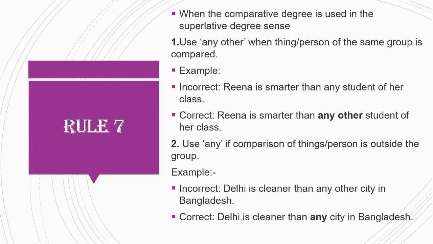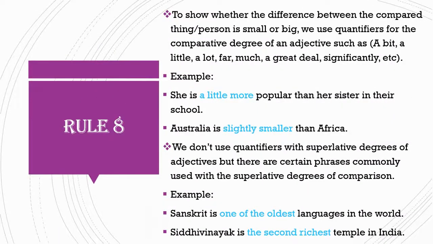Rule number 8: to show whether the difference between the compared things or persons is small or big, we use quantifiers for the comparative degree of an adjective, such as a bit, a little, a lot, far, much, a great deal, significantly, etc. For example, she is a little more popular than her sister in their school. Australia is slightly smaller than Africa.